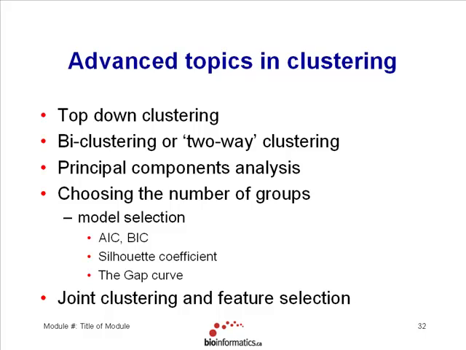Principal components analysis, again, the idea of choosing a number of groups and model selection. There are different methods here. The Akaike information criterion and the Bayesian information criterion, the silhouette coefficient and the gap curve are some terms you might see. And again, I'll point you to some references that I have not yet compiled, but I promise I will, where you can look up these terms. And I'll point you to a couple of textbooks. In fact, this is all textbook stuff.